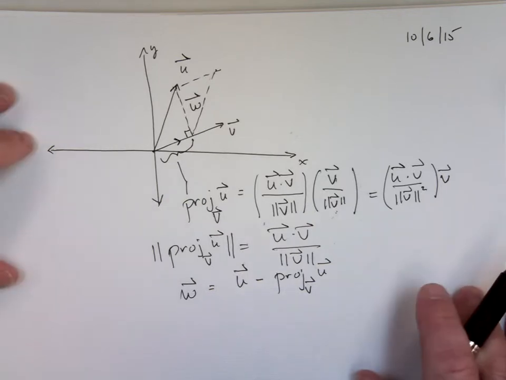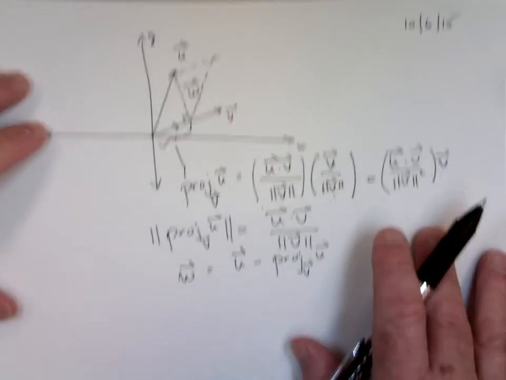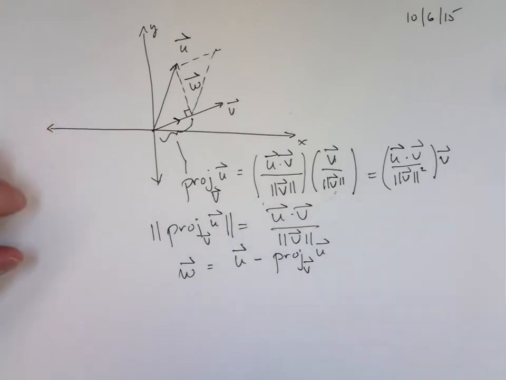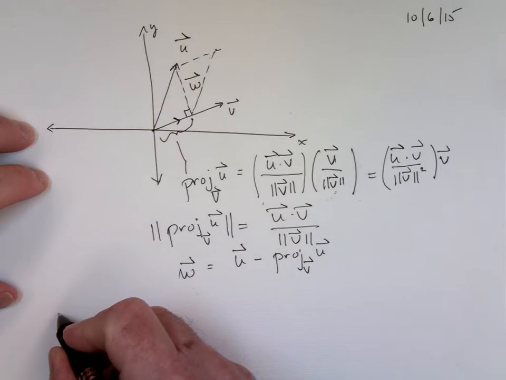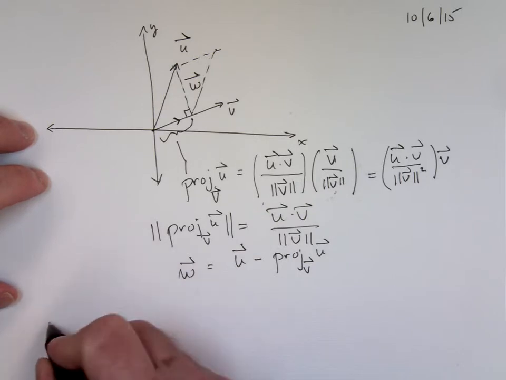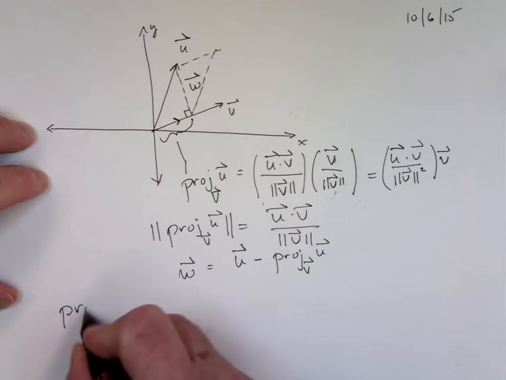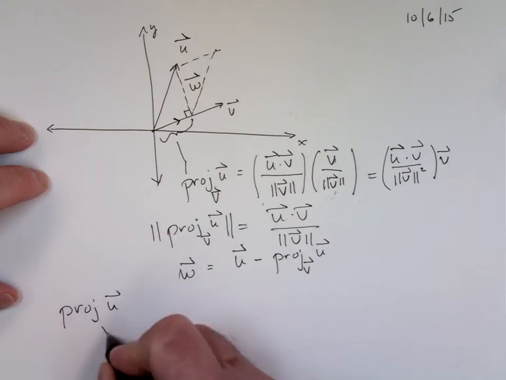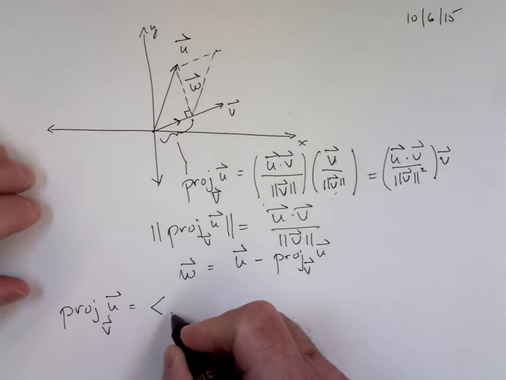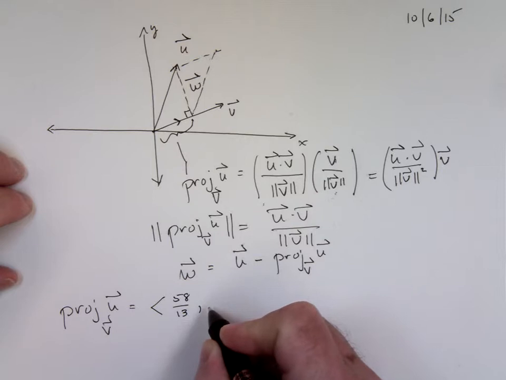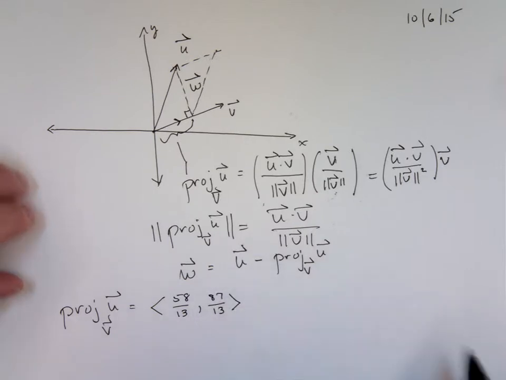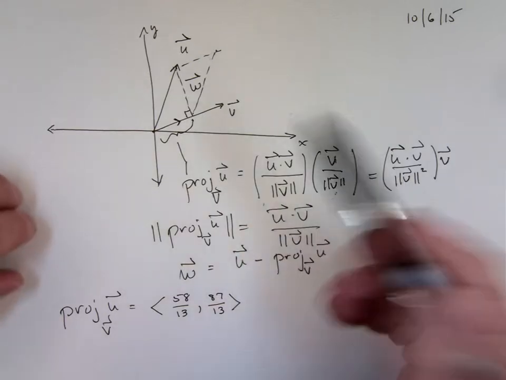Well, we could do one. You want to do one? Yeah. Let's do one. I got one. You got one? Go ahead. 58 over 13 and 87 over 13. That's the projection. So the projection of U on V is what? 58 over 13 and 87 over 13. Good problem. That's almost the web assignment.